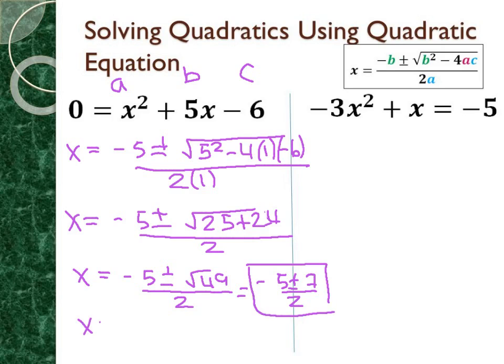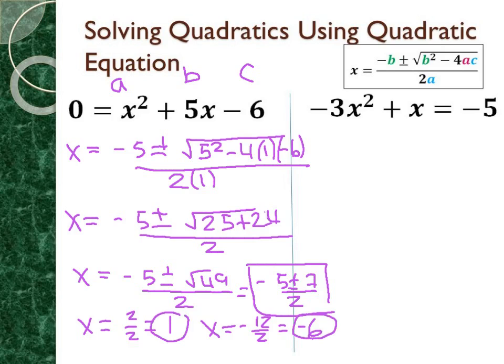Our x is equal to negative 5 plus 7, which is positive 2 divided by 2. So 2 over 2 is equal to 1. Or our second solution is x is equal to negative 5 minus 7, which is negative 12 divided by 2, which is negative 6. So our two solutions here are negative 6 and positive 1.